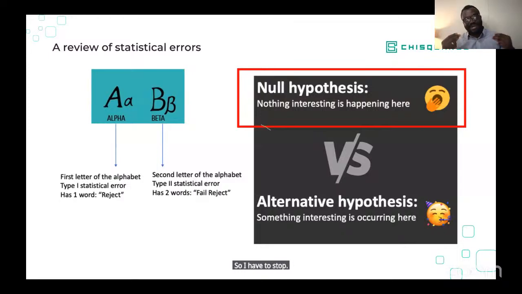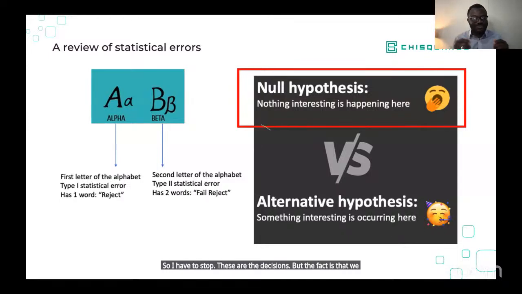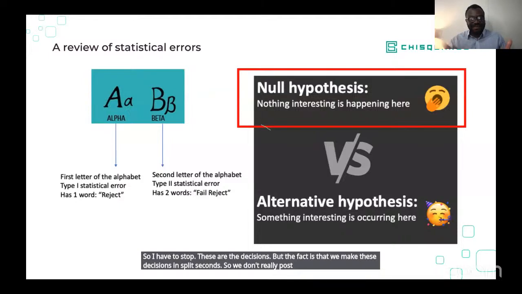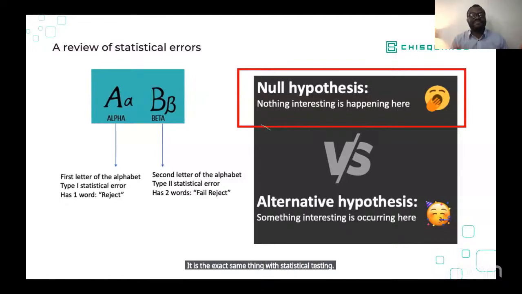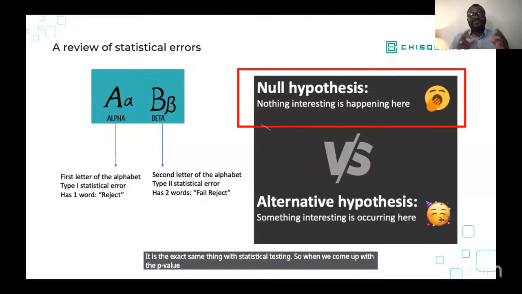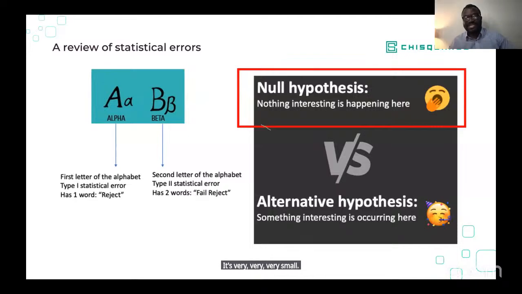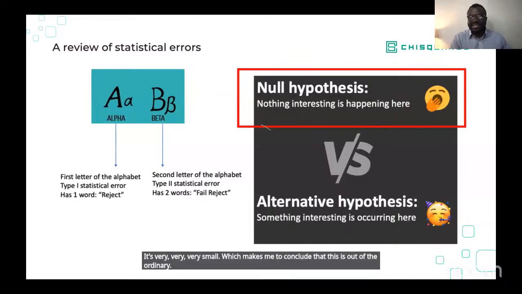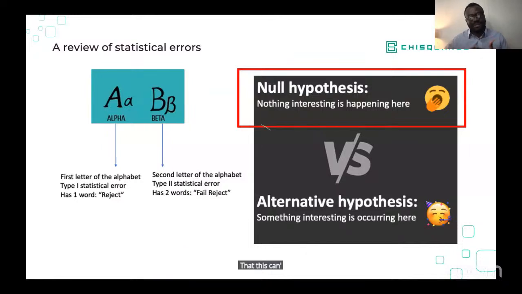These are the decisions, but the fact is that we make these decisions in split seconds. So we don't really pause to stop and analyze them bit by bit. But that's the decision making we go through every time. It is the exact same thing with statistical testing. So when we come up with a p-value that is very small, this is the player saying that the probability that this is coming from the crowd is very, very, very small, which makes me conclude that this is out of the ordinary. That this can't come from the crowd because the chances are just too small. I think it's the referee, so I have to stop the game.